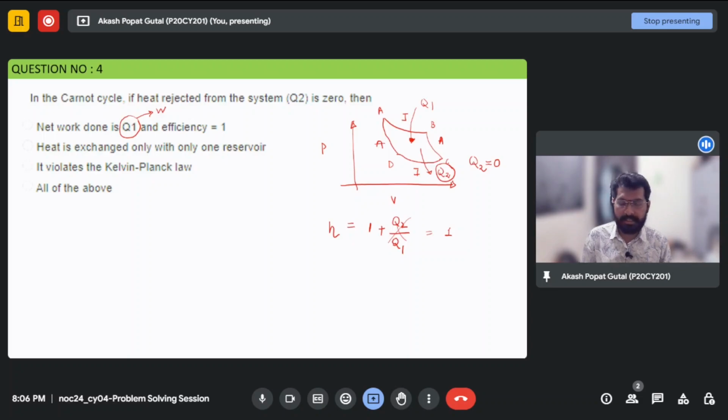See, this is an ideal condition, but this is also true. It violates the Kelvin-Planck law. And the second statement is actually the Kelvin-Planck law, and this gives the third statement also true. So the answer should be all of them.